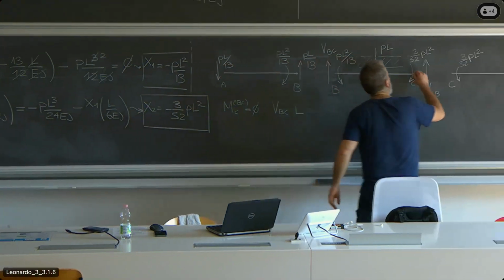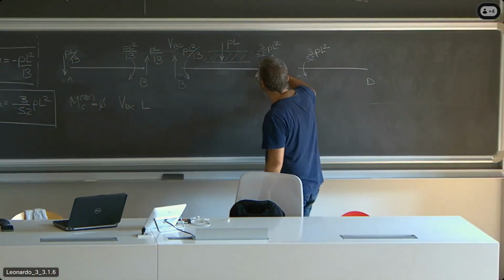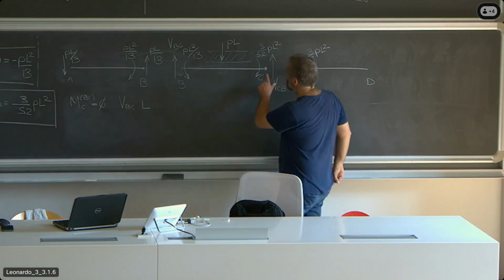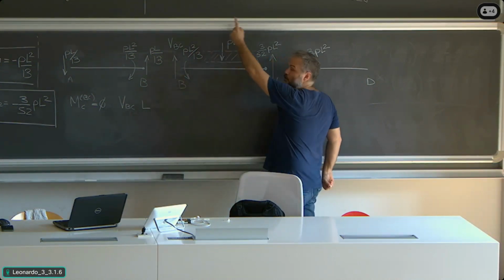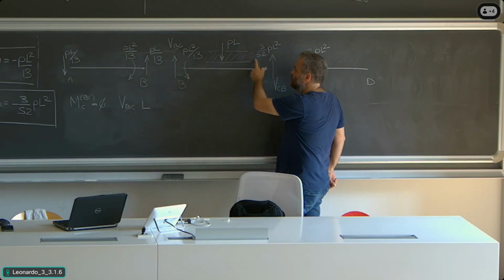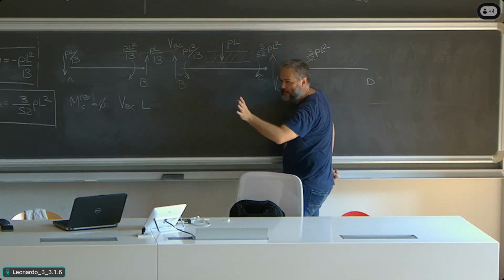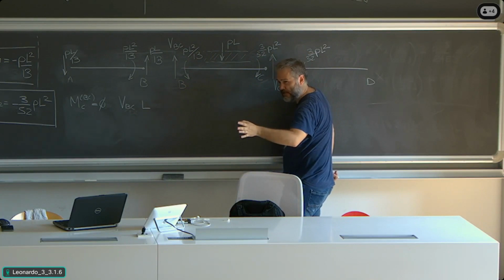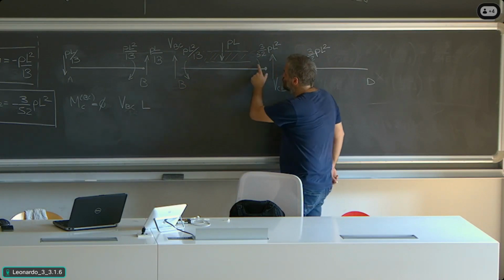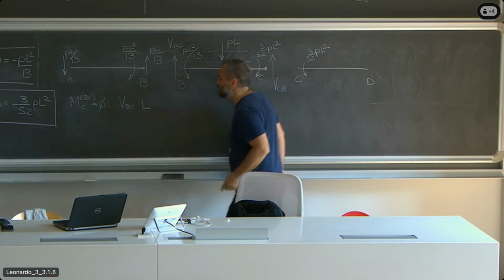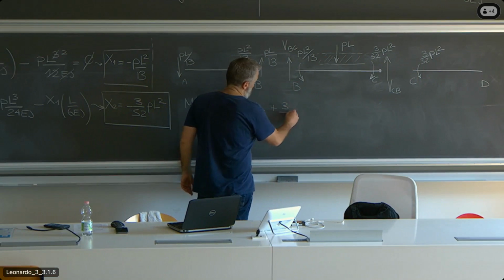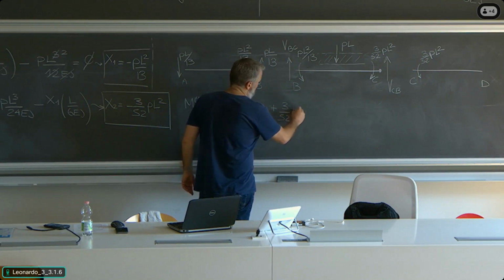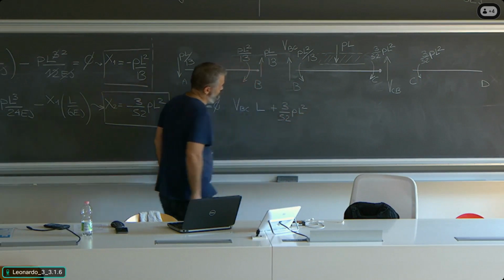We are working out the equilibrium with respect to this point. The force here rotates clockwise. This moment here is clockwise, whatever point I consider, okay? So this is clockwise, this is clockwise. The two sum up in the equations, plus 3/52 PL squared.